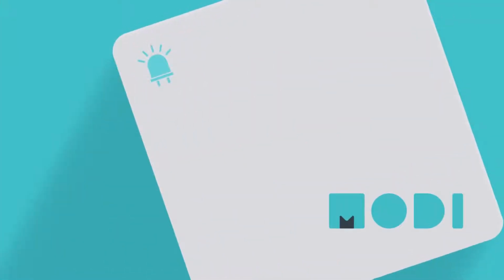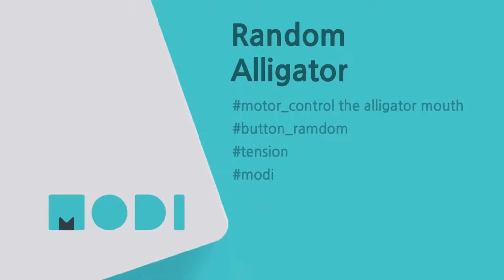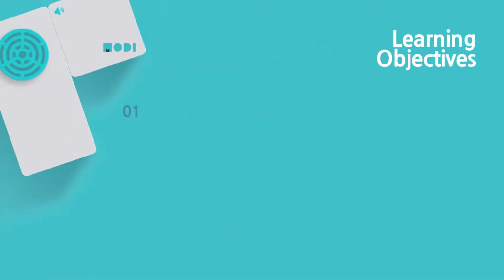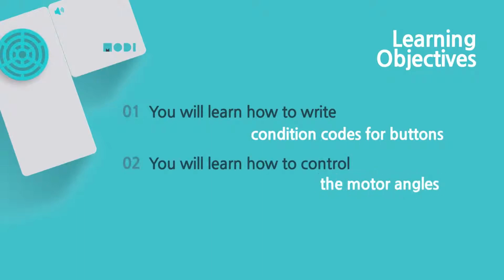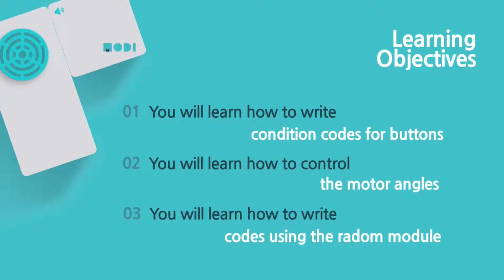Today we are going to make Random Alligator that you can enjoy random games with your friends. Building this creation, you will learn how to write condition codes for buttons, how to control the motor angles, and how to write codes using the random module.